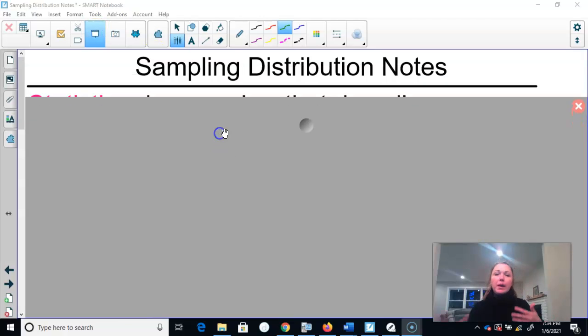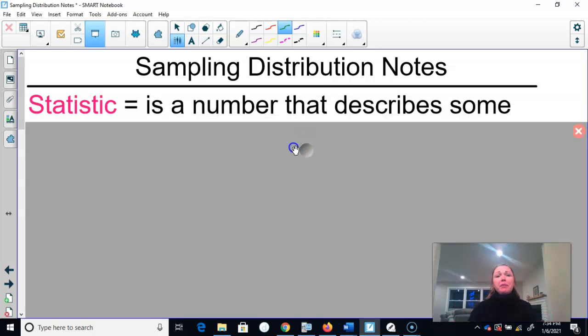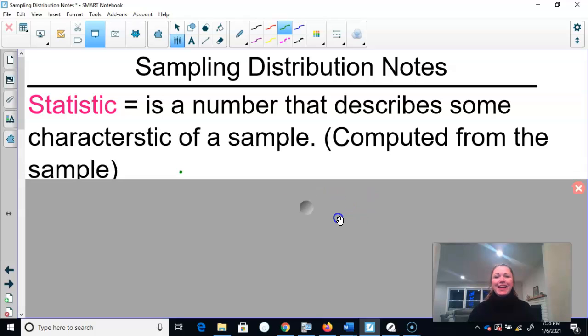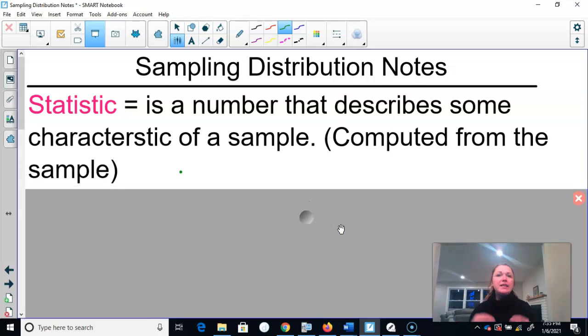Okay, before we go on and build our model and draw conclusions about a population, we need to have some definitions down, okay? What are these definitions? The first definition you need to know is a statistic. A statistic is a number that describes some characteristic of a sample. It is computed from the sample, okay? This is something we can compute. If we don't compute it and it's given to us, it's describing the sample.